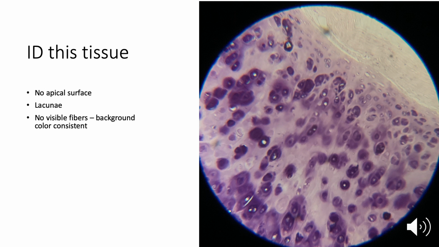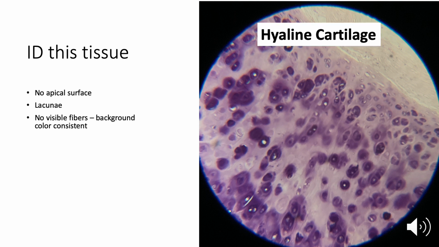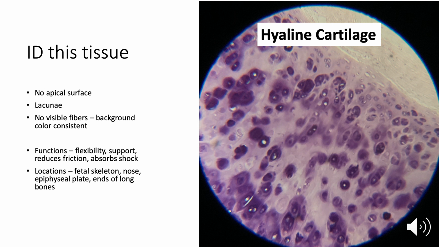The background of this tissue is fairly consistent, and I don't really see any strings or fibers in here. That tells me that this is hyaline cartilage. And hyaline cartilage adds flexibility, support, reduces friction, absorbs shock. It is in the fetal skeleton, your nose, your epiphyseal plates, and the ends of your long bones.